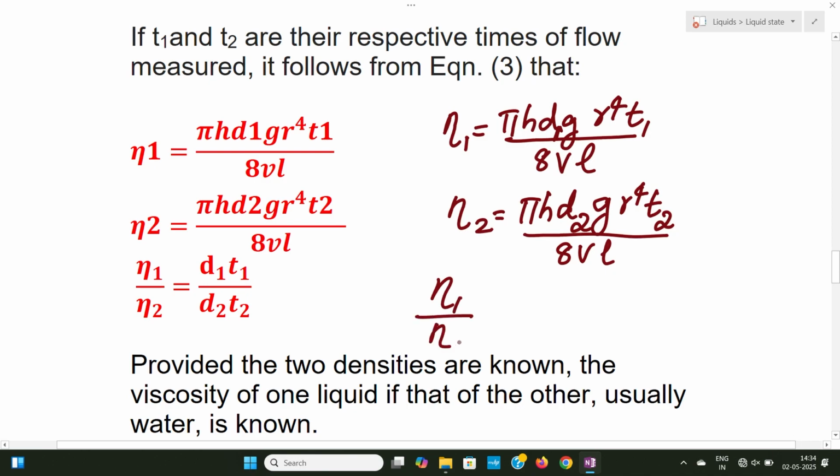When we find the ratio of eta 1 and eta 2, pi and pi get cancelled, h and h get cancelled, g and g get cancelled, and r power 4 and r power 4 get cancelled. Then we have eta 1 by eta 2 is equal to d1 T1 divided by d2 T2. This is the equation to find the coefficient of viscosity of one liquid when the coefficient of viscosity of the other liquid is given.